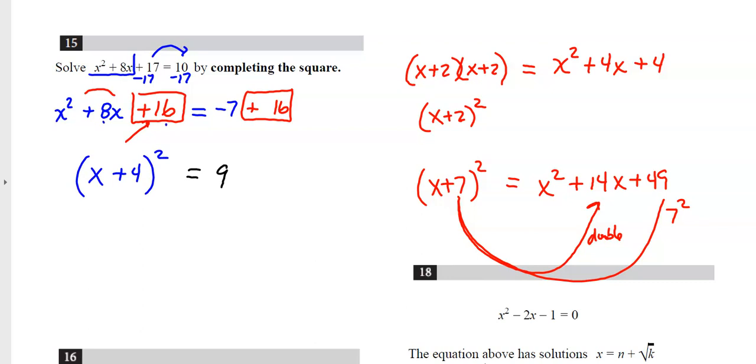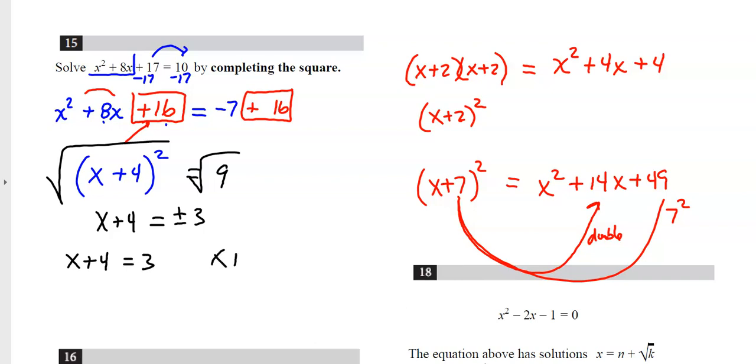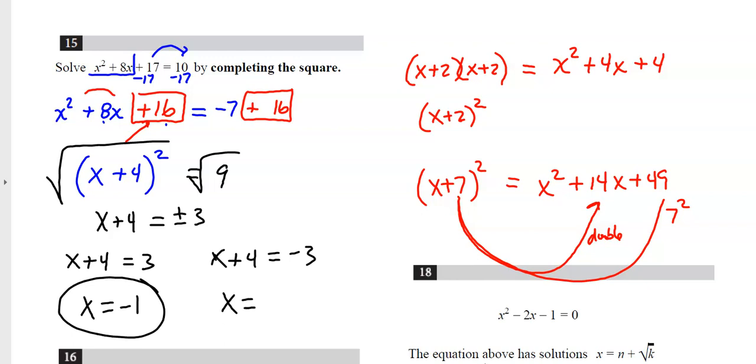So now it's just like number 14 was. I can just take the square root of both sides, and I'll have x plus 4 equals positive or negative 3. So x plus 4 equals 3, and x plus 4 equals negative 3. That gives me a negative 1, and it also gives me a negative 7. So two answers there, completing the square.